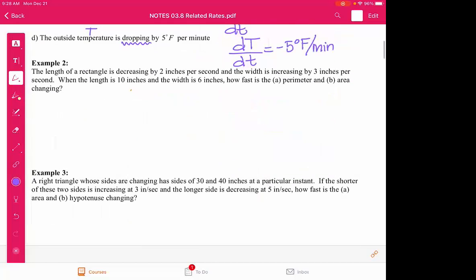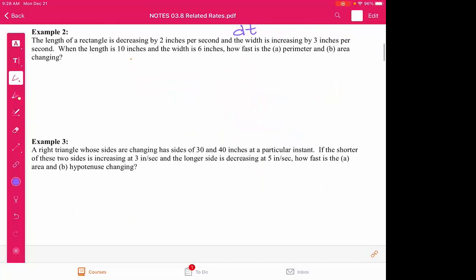Alrighty, so example 2. Let's actually dive in here and do one of these, starting out with a rectangle. The length of a rectangle is decreasing by 2 inches per second. So let's interpret this. If you want to call L length, then your rate is dL dt, and that is decreasing by 2 inches per second. So this would be negative 2 inches per second.